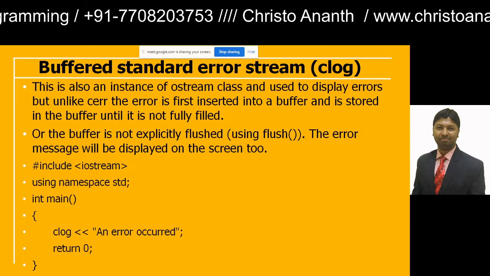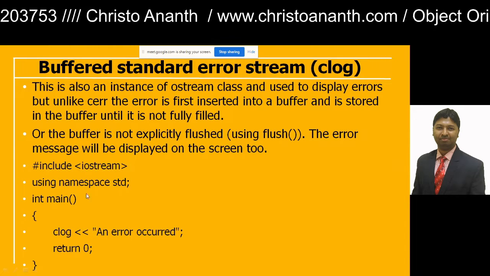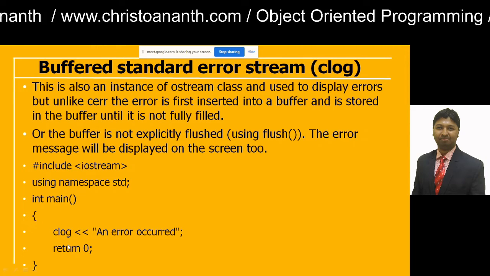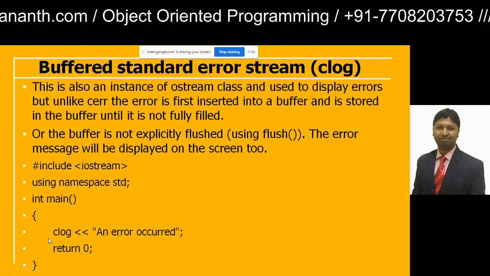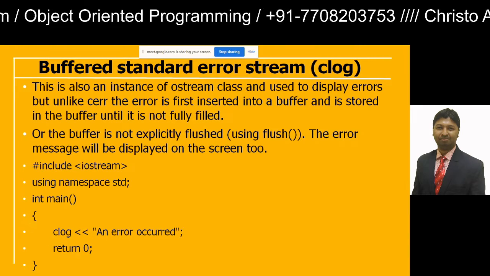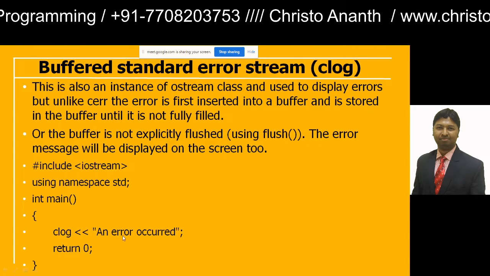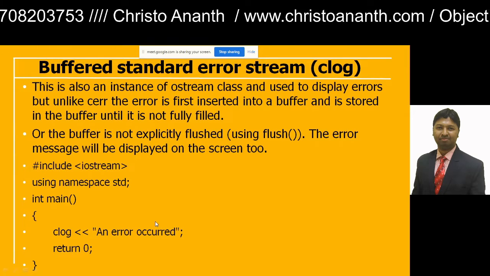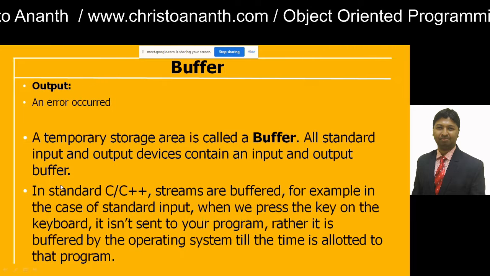For example, here in the program: hash include iostream, using namespace std, function int main, and then clog instead of cerr or maybe cout. You are including clog, which is the buffered standard error stream. Okay. So it has an error occurred, and then return 0. Okay. So here the output you have is an error occurred.